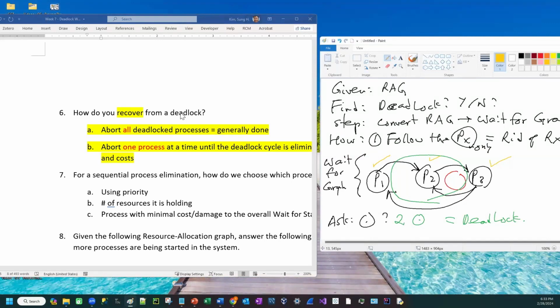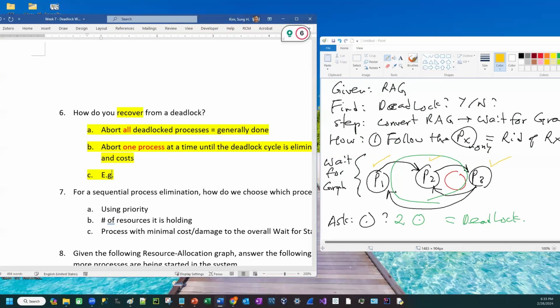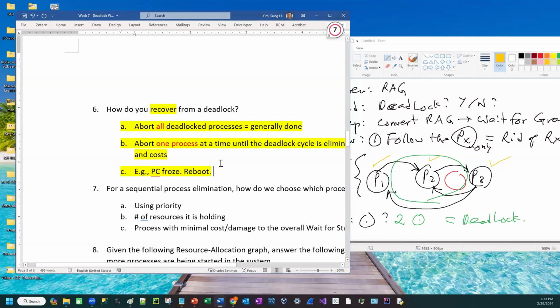So that's pretty much the way people deal with it. An example here is when your PC is frozen. You can try to get rid of one application or something, but that may not work, right? So what people usually do is just reboot, and that usually solves the problem. So that's pretty quick and easy, and that's typically the way that people deal with deadlocks.